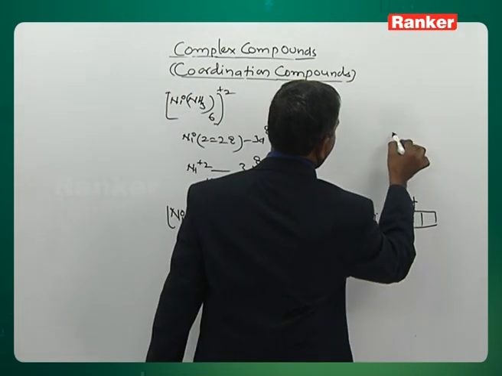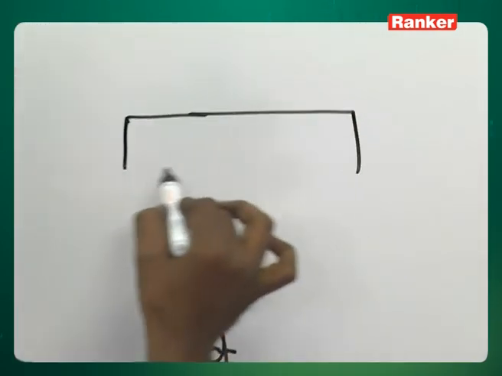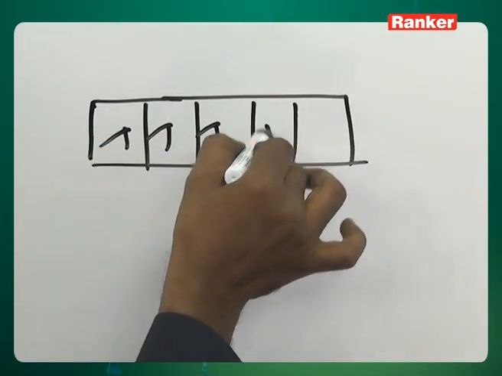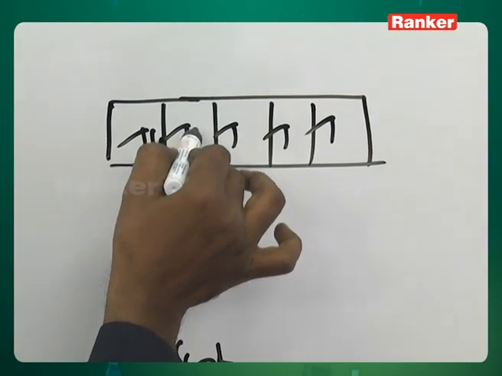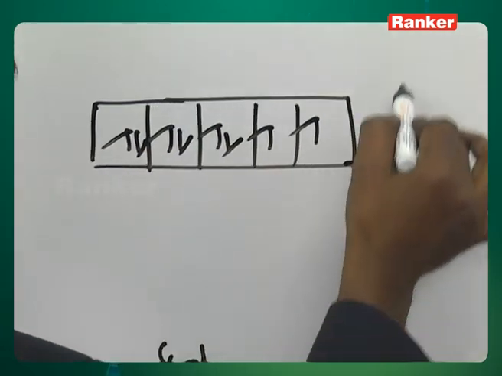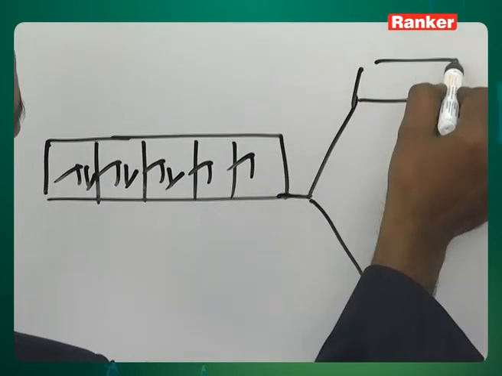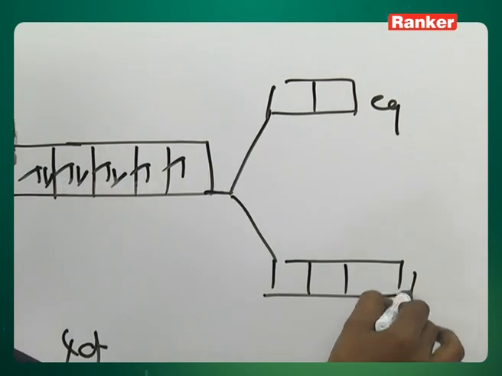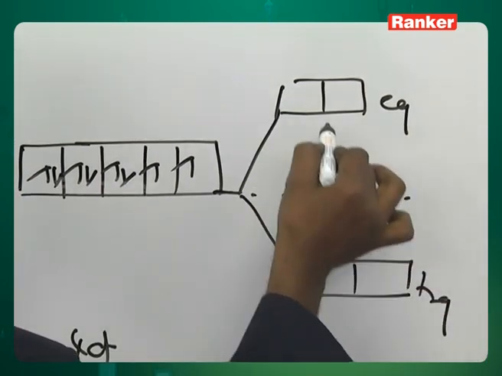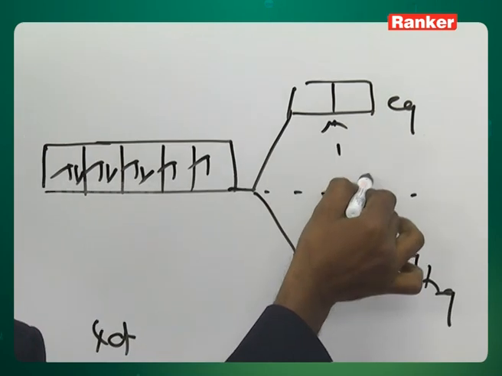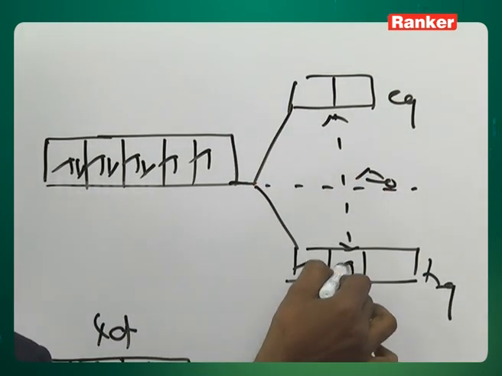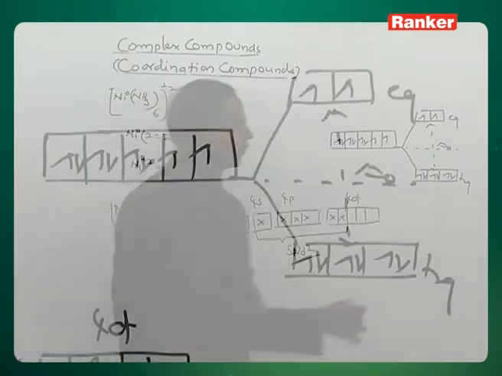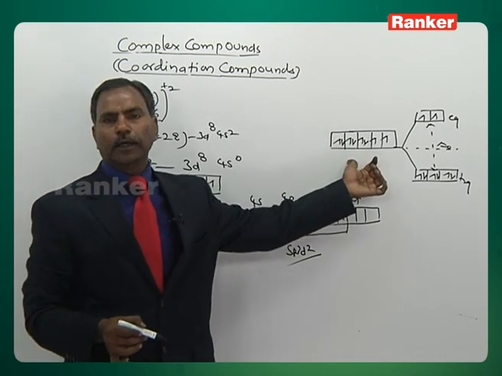Now, splitting of the orbitals for this. Splitting: eg, t2g, so 1, 2, 3, 4, 5, 6, 7, 8. This is the arrangement of electrons after splitting of the d orbitals.